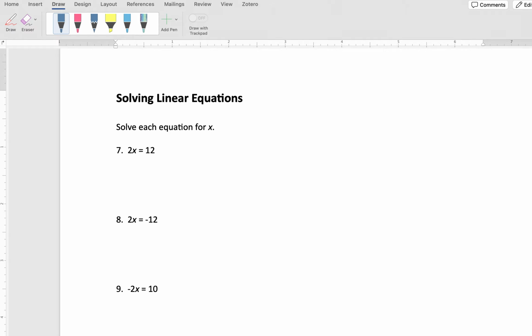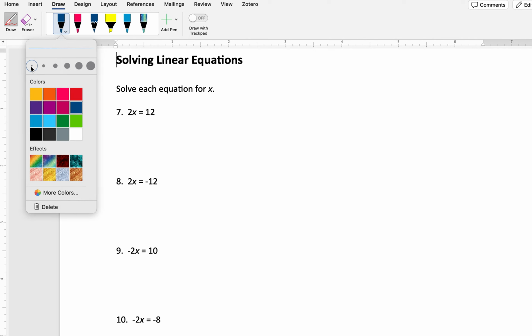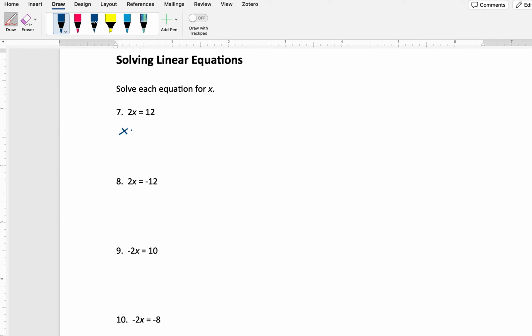In this video, we're going to review solving linear equations. Solving equations for x. So this first one is 2x equals 12. So what we're thinking about when we're solving these equations is 2 times what equals 12. That what is my answer. So 2 times what equals 12? Well, I know that that is 6.